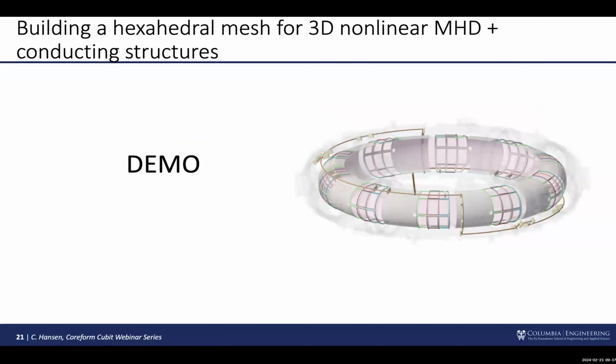Okay, so now I'm going to go through building a hexahedral mesh for also 3D nonlinear MHD. But this is going to be a multi-region mesh where we want to have multi-physics. So we're going to have plasma physics in some regions, a plasma model in some regions, and then just a conducting structure model in the other regions. In this case, it might be a little hard to see, but there's sort of a pink toroidal structure. That's where the plasma is going to exist. And then we want to see how that interacts with these gray conducting plates that are very close to the plasma.